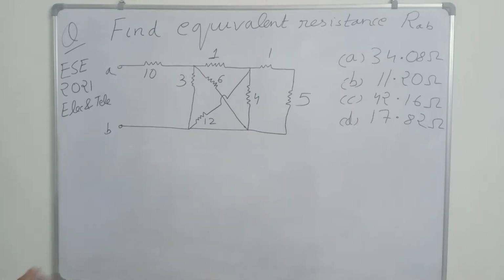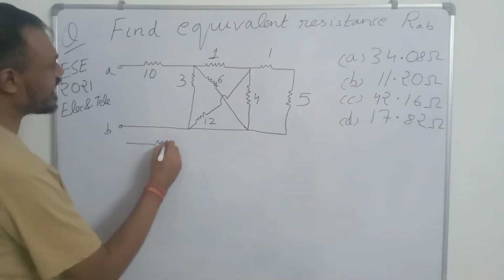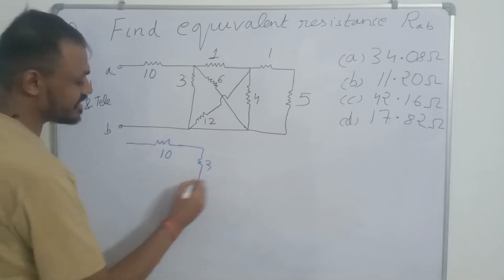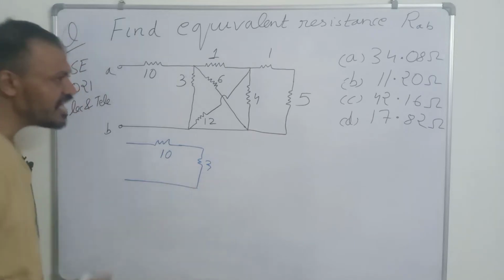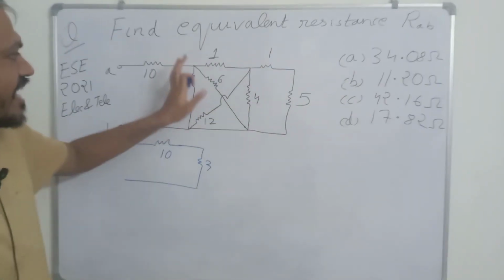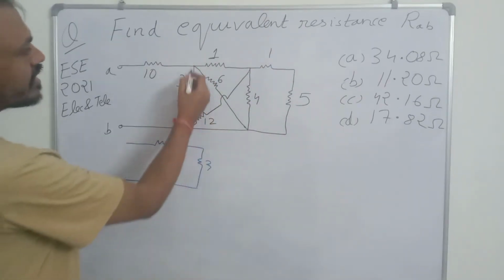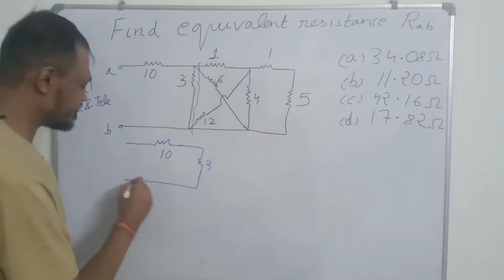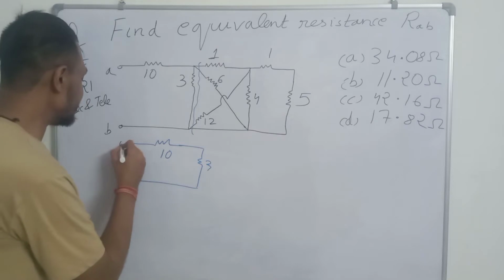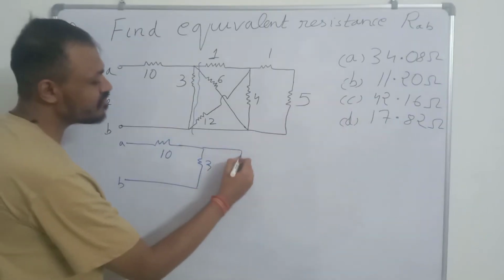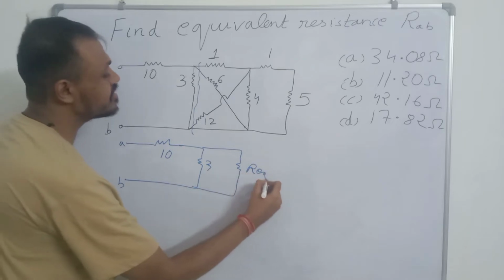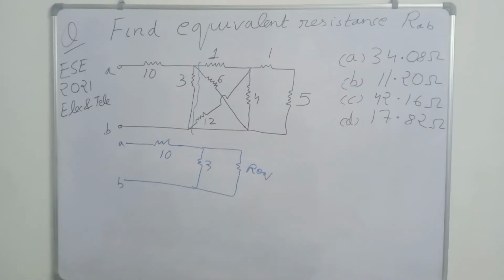So the short trick is that this network obviously consists of a 10 ohm resistor, and a 3 ohm resistor is in parallel with it. Then all these resistors are in parallel with the 3 ohm resistor. See, all this rest of the network is in parallel with the 3 ohm resistor. So this is A point, this is B point, and the rest of the network is in parallel with this 3 ohm resistor. So I replace that network with an R equivalent, or REQ.